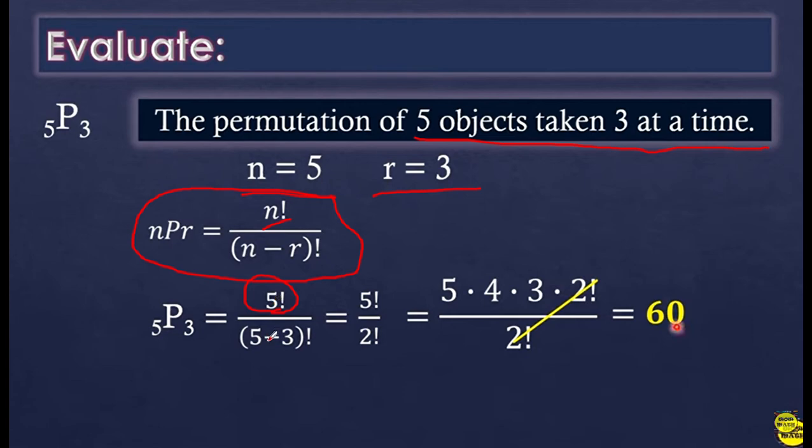So ating i-compute, 5 factorial over 5 minus 3 is 2 factorial. So 5 factorial is just equal to 5 times 4 times 3 times 2 factorial. Ayaw i-2 times 1 kay para ma-cancel natin ang naa sa ubos. Okay, so 2 factorial na puy 2 factorial sa ubos, gi-cancel nato siya, ang ating answer is 5 times 4, 20 times 3. Our answer is 60.